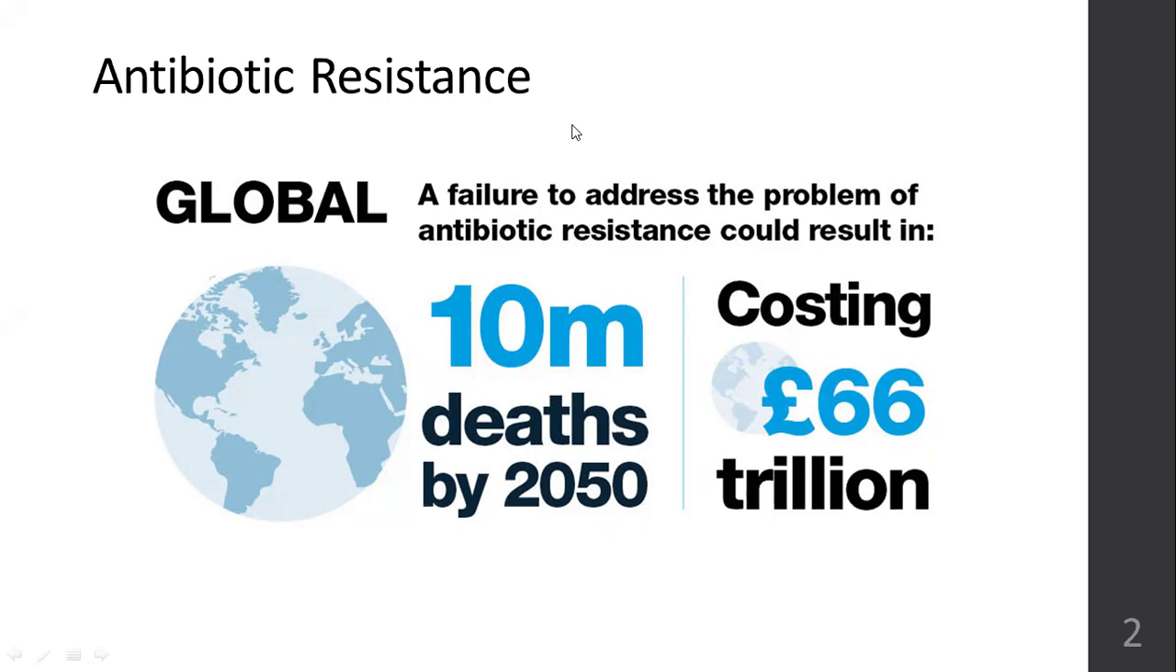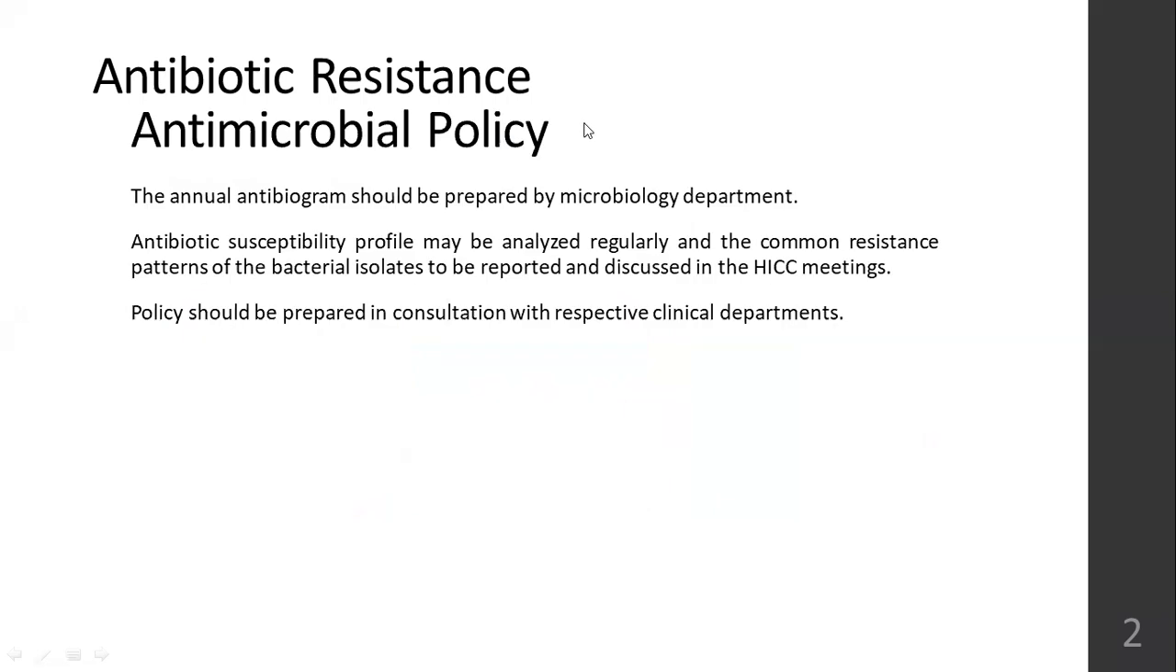So globally, we see a failure to address this problem of antibiotic resistance. It could result in 10 million deaths by 2050, and this could cost around $66 trillion for the healthcare system. To overcome this, for antimicrobial policy you should follow an annual antibiogram. That should be prepared by the microbiology department, and a regional microbiology department can make it and share it across the hospitals in that region.